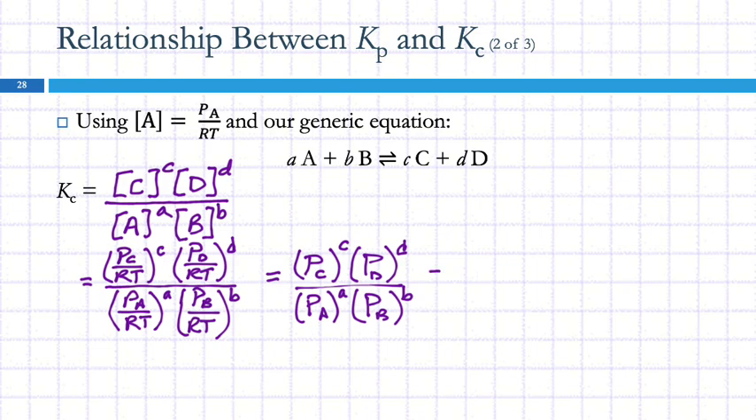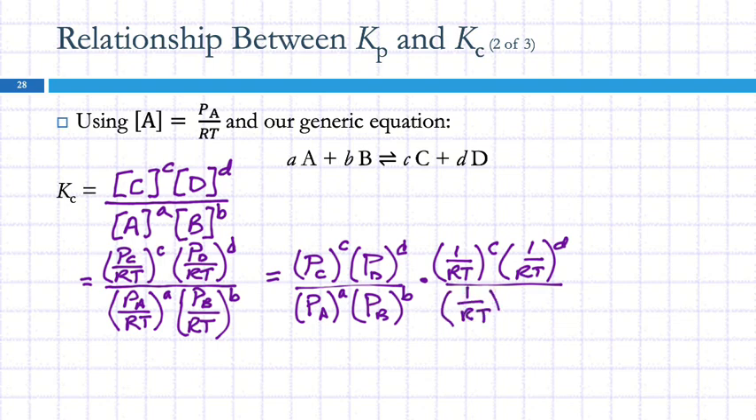And then this is going to be times, we've got 1 over RT to the C, 1 over RT to the D, 1 over RT to the A, and 1 over RT to the B. Well, that made things look worse, right? But we can simplify.